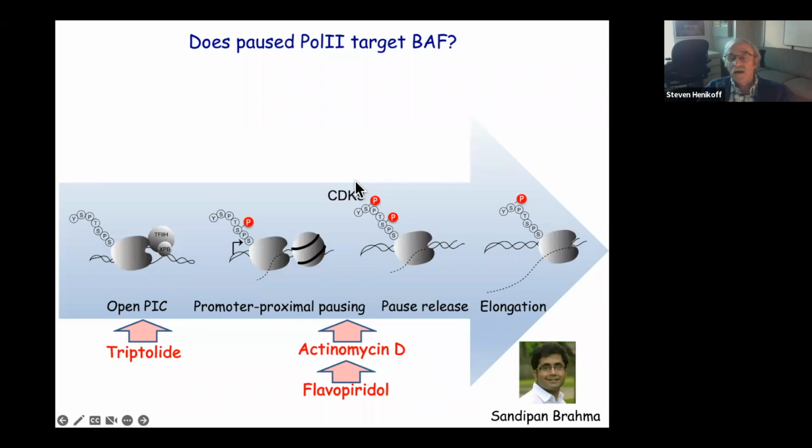Flavopiridol inhibits the CDK9 kinase, which phosphorylates serine 2 on this heptapeptide repeat that I mentioned earlier. And by inhibiting pause release, you don't get removal of serine 5 phosphorylation, and you don't get addition of any more serine 2. So we can use serine 5 phosphorylation to tell us what's going on at the pause site. With triptolide, the paused pol2 will disappear. It'll get chewed up because it can't go anywhere. And with actinomycin D or flavopiridol, it'll build up at the pause site. So that's what we're going to look at.